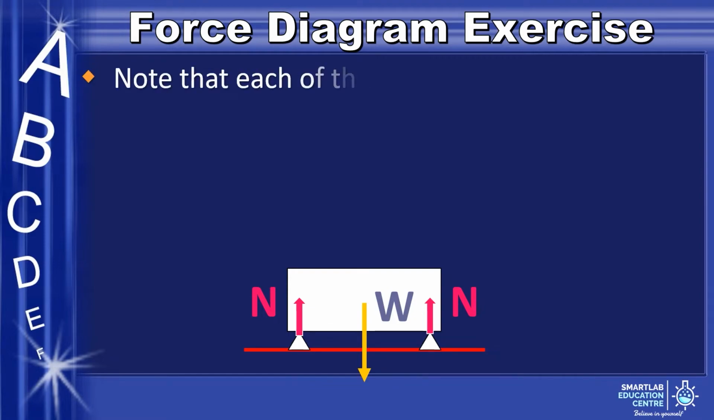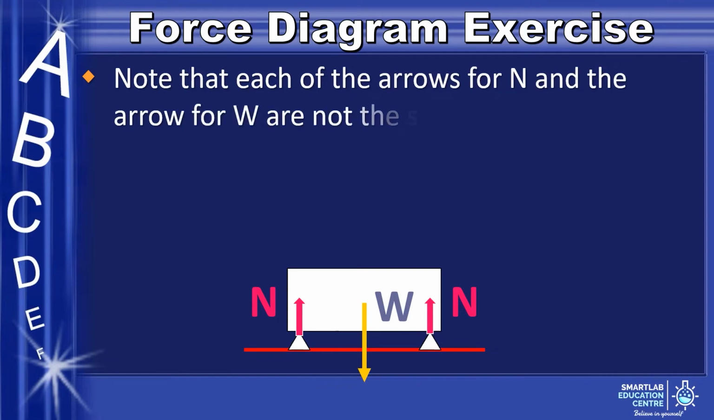Note that the arrows for the normal force and the arrow for its weight are not the same length. In fact, each arrow denoted as N is half the length of the arrow for its weight. This is because its weight is twice the magnitude of the normal force acting on one beam.